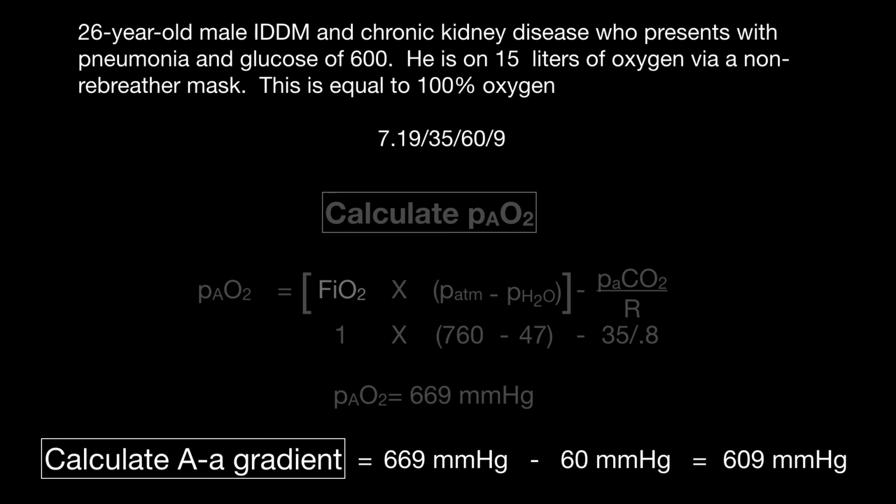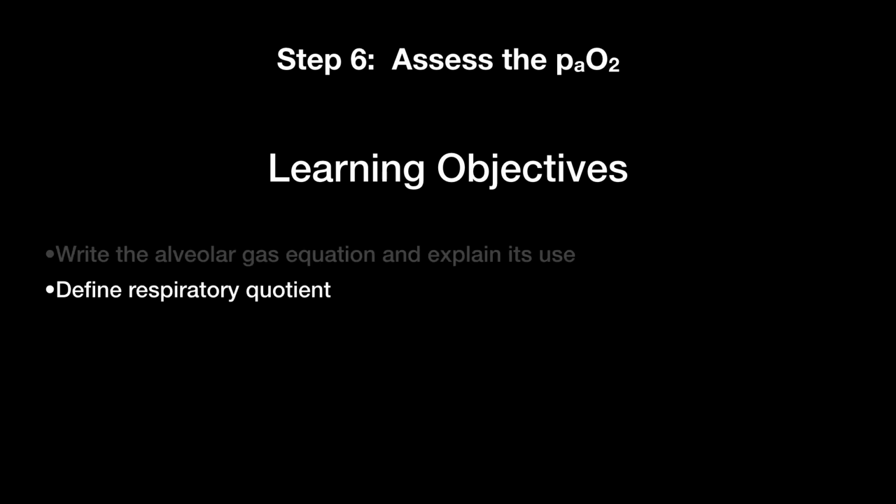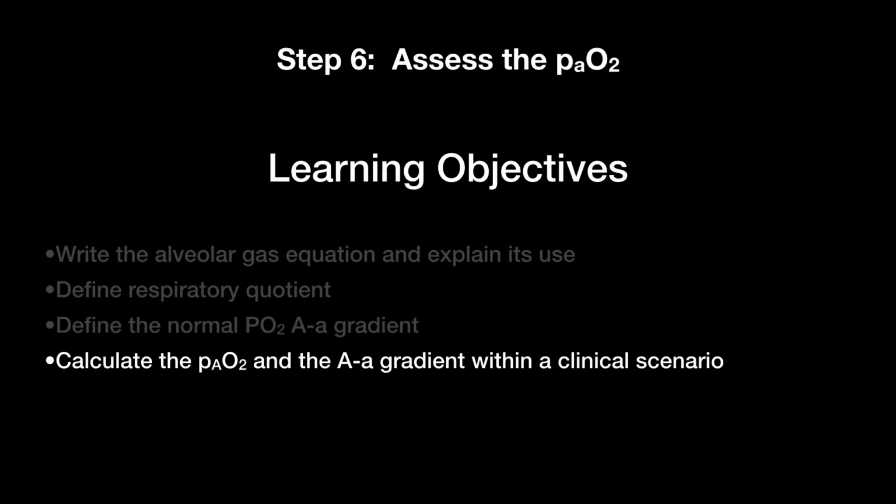Now, let's review the learning objectives one more time. We've written the alveolar gas equation and explained its use. We've defined the respiratory quotient. We've defined what the normal AA gradient is. And now you're able to calculate the partial pressure of oxygen in the alveoli and the AA gradient within a clinical scenario. I hope this gives you some background on understanding how to assess the little PaO2 in a blood gas, but clearly it takes lots of practice before you become experts at it.